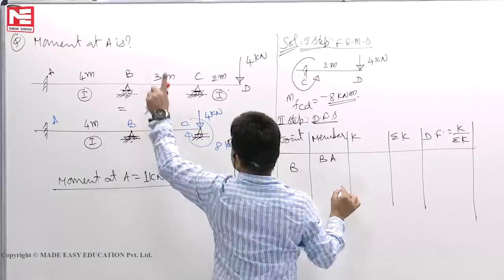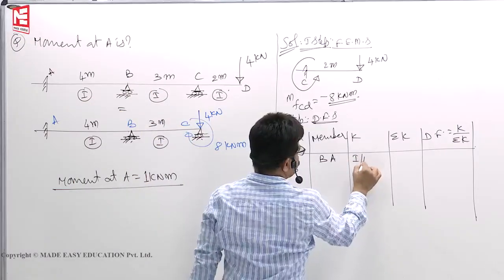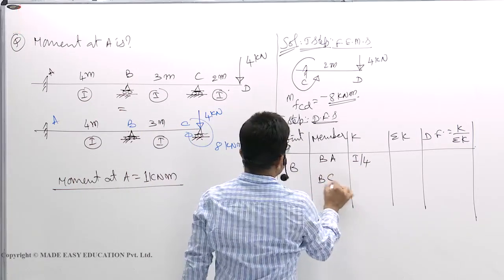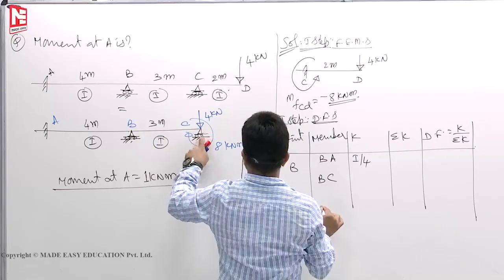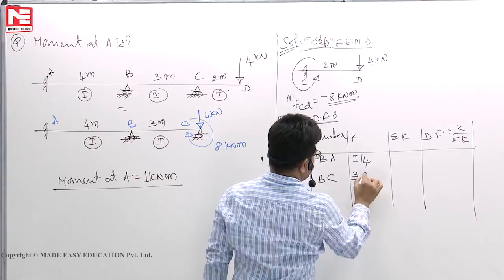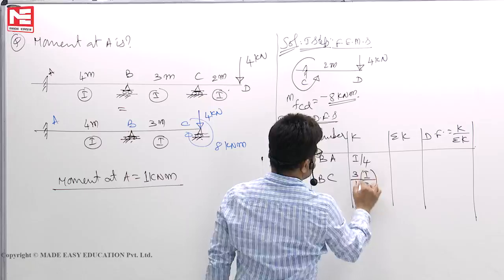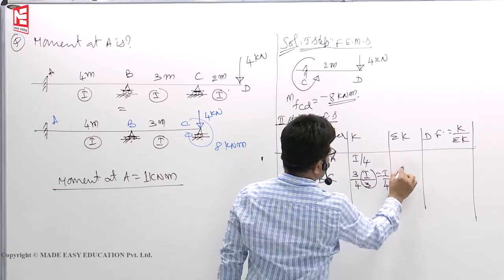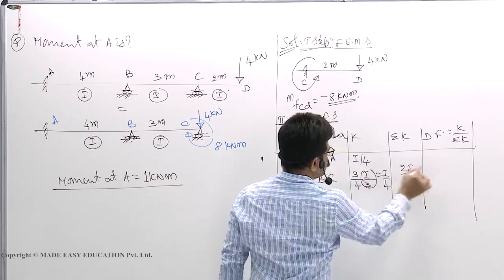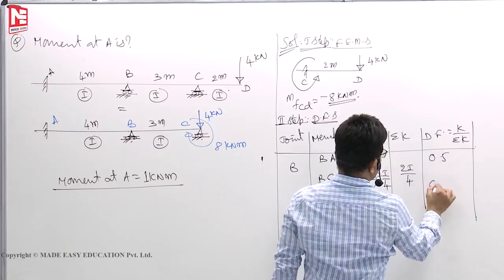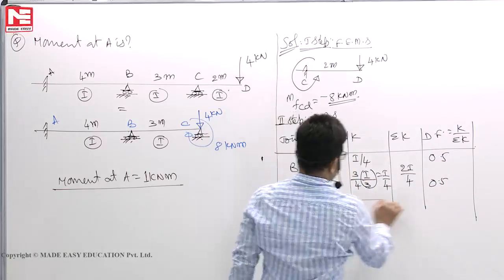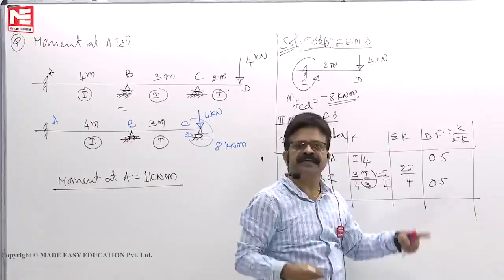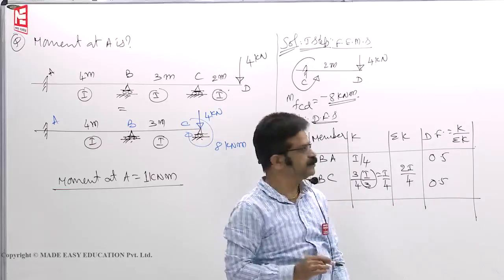BA, stand at B, look at A. Far end is fixed, I by 4. B, C, stand at B, look at C. Far end is hinge, 3 by 4, I by 3. So, you will get I by 4, then 2I by 4. So, 1 by 2 is 0.5, 0.5. So, this much we should not do and tell that it is 0.5, 0.5.